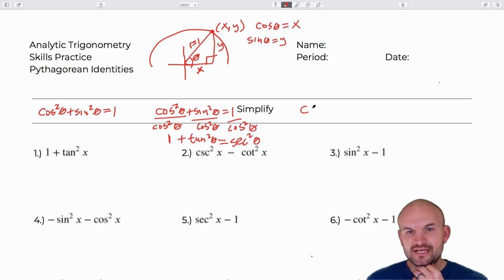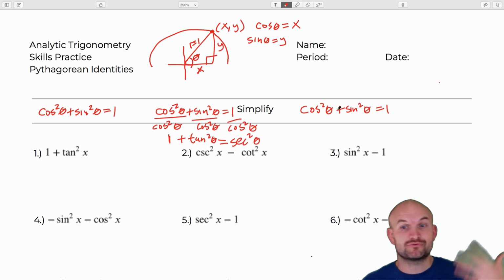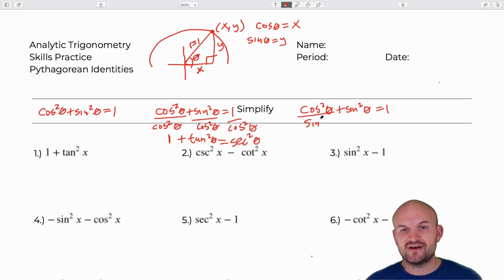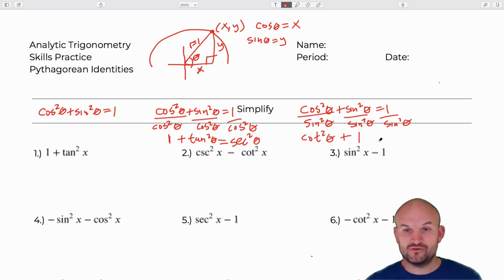Then we can do the same thing with sine. Let's rewrite this one more time, plus sine squared of theta. That's why I think it's so important to remember cosine squared plus sine squared equals 1. Because then, what if you just divide everything by sine squared? Cosine over sine is cotangent, so cosine squared over sine squared is cotangent squared of theta. Sine squared over sine squared is a positive 1. And 1 over sine is cosecant, so 1 over sine squared is cosecant squared of theta. Now we have our 3 Pythagorean identities.